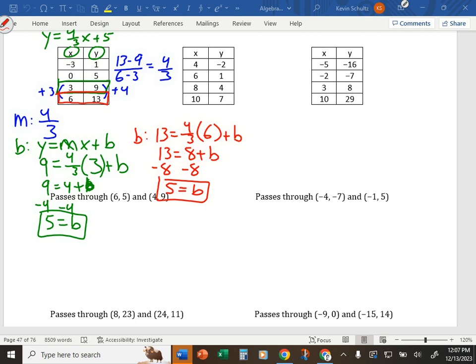Okay, let's do the third one too. Let's just use the first 2 ordered pairs. What's the difference between -16 and -7?